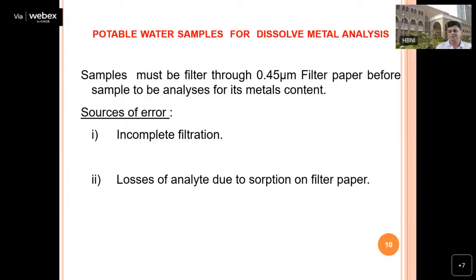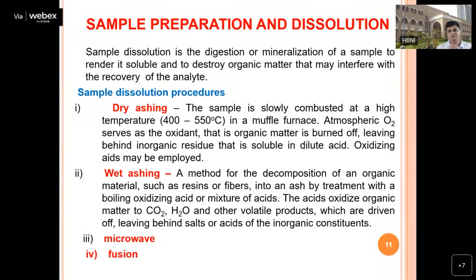This is how the distribution of metal ions in water samples is determined. So whenever you are taking any potable water sample, this sample has to be filtered through a 0.45 micron filter paper, and only then do you do the analysis. Otherwise, there is again a source of error, that is incomplete filtration, and your element of interest, this particular analyte, will be absorbed on the filter paper which you are using. So one has to take care of those aspects.